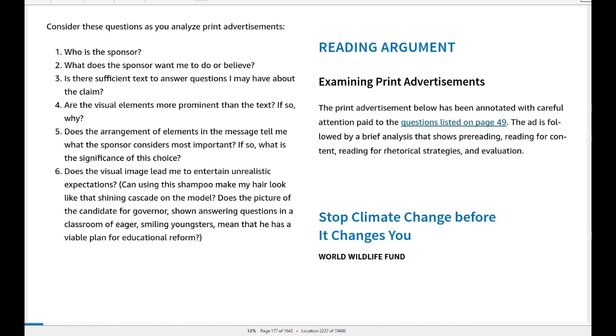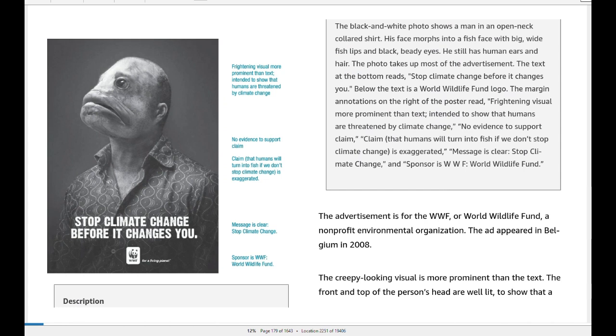Stop Climate Change Before It Changes You by World Wildlife Fund. The black and white photo shows a man in an open neck collared shirt. His face morphs into a fish face with big, wide fish lips and black, beady eyes. He still has human ears and hair. The photo takes up most of the advertisement. The text at the bottom reads, "Stop climate change before it changes you." Below the text is a World Wildlife Fund logo.